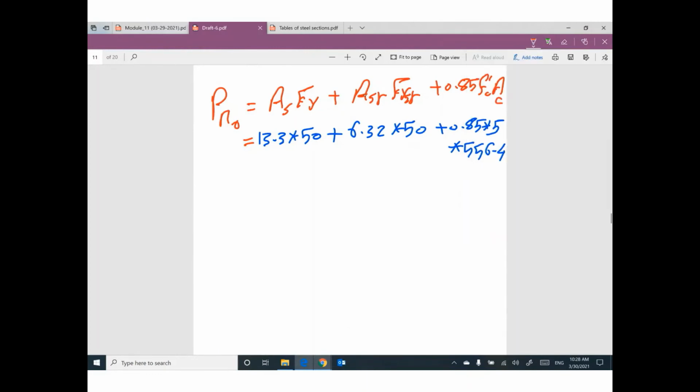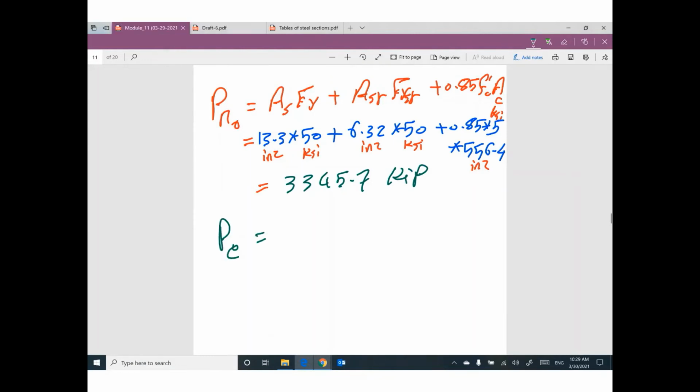Please make sure everything is consistent. This area is in inch square, this one is in KSI, so I'm good. Go ahead and find your number. 13.3 times 50, plus 6.32 times 50, plus 0.85 times 5 times 556.4. This value will be 3,345.7 kip.